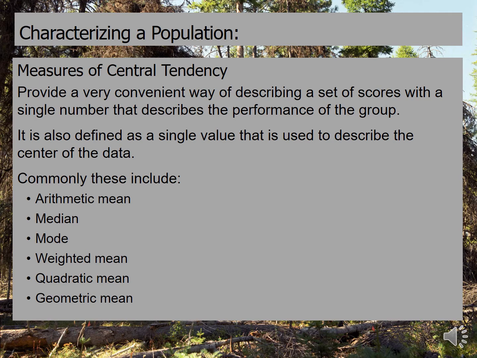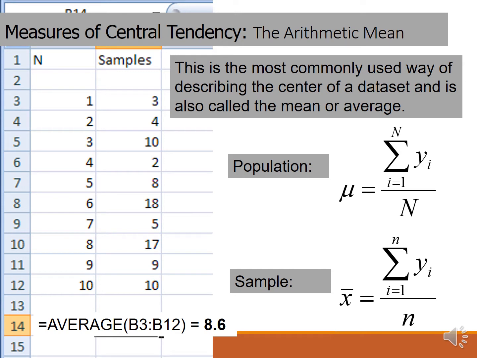The first way we try to describe a population is using measures of central tendency. These statistics are used to describe what we refer to as the location, performance, or center of our data. The first and probably most common measure of central tendency we will look at is the arithmetic mean. We talked about this one in the last lesson. In Excel, we calculate this by using the equals average function with our data selected inside the parentheses.